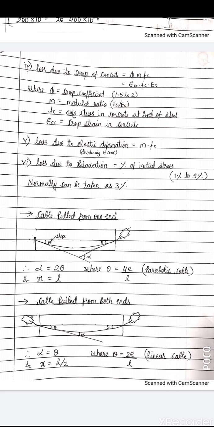Now let us see the last thing involved in this topic. Whenever you are dealing with frictional loss, there are two cases: the cable is pulled from one end, and the cable is pulled from both ends. When the cable is pulled from one end, you can see the jack, and theta is the angle made with the tangent, that is, the slope. In the first case, your cumulative angle alpha is given by 2 times the slope, and your distance x will be the total span of the beam, where slope is given by 4e upon L, where e is the eccentricity of the cable from the neutral axis. For a parabolic cable, the slope is given by 4e by L, and for a linear cable the slope is given by 2e by L.